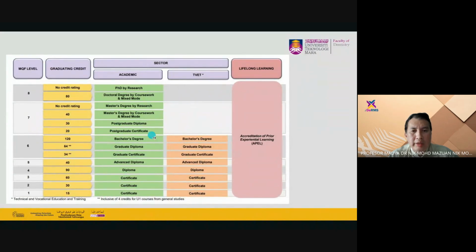And this one is for everything else, but we still follow some of this framework. For example, we are still under MQF level 6, and we are still using the name of the program, but the name of the program is also dictated by the council. So I hope that does not confuse you.